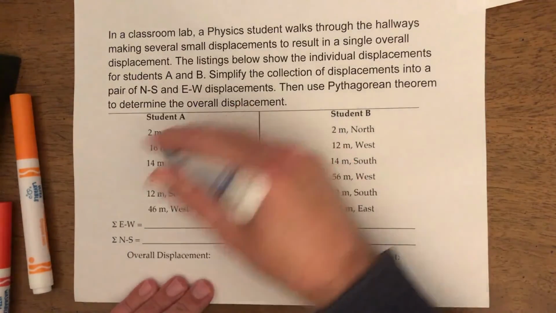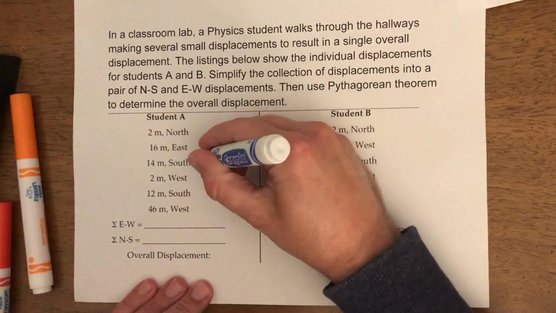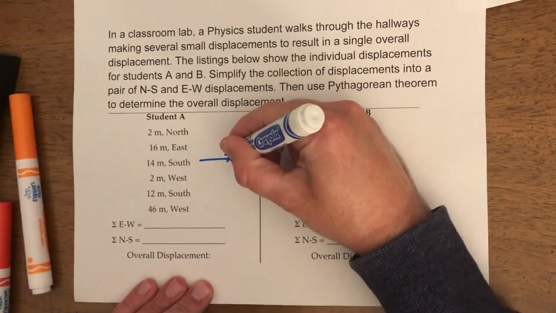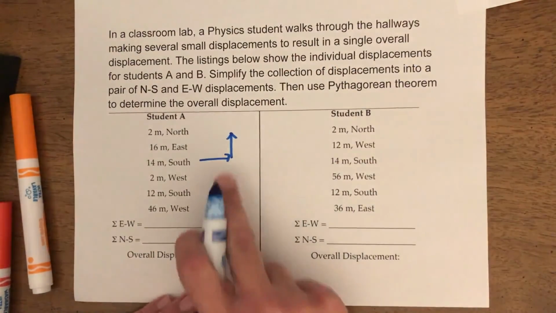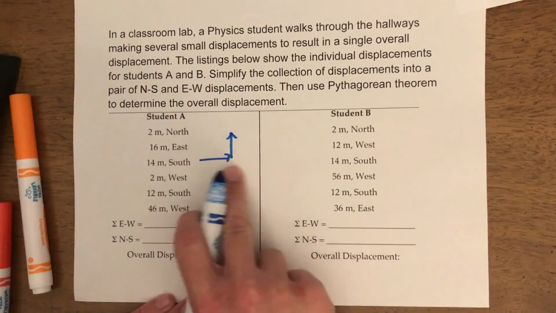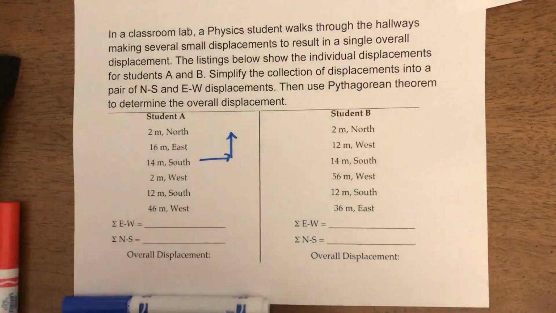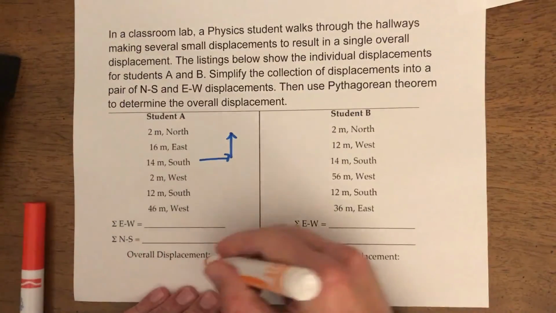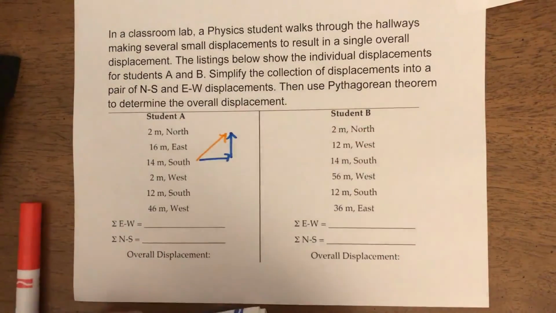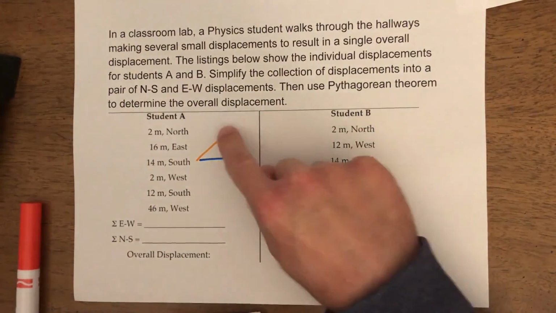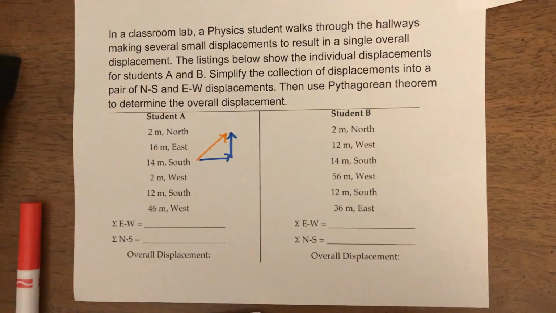And once you get your final total, and I don't know if the total is north or south or east or west, but once you get your total east and your total north, let's just say you had a total east and a total north, then you put those two together to make the new sides of your right triangle, and your overall displacement right here will be the hypotenuse, remember, of that triangle. So you'll use the Pythagorean theorem to get that.